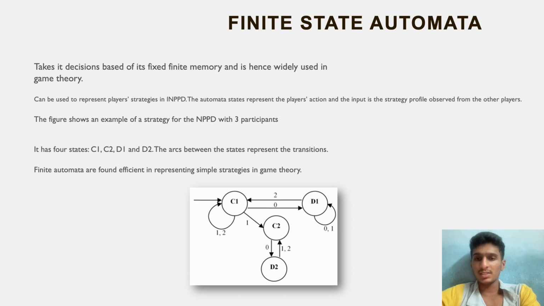In finite state machines, each state can be expressed as direct actions. As you can see in the diagram, it has four states: C1, C2, D1, and D2. The arcs between the states represent the transitions. Finite automata are found effective in representing simple strategies in game theory.